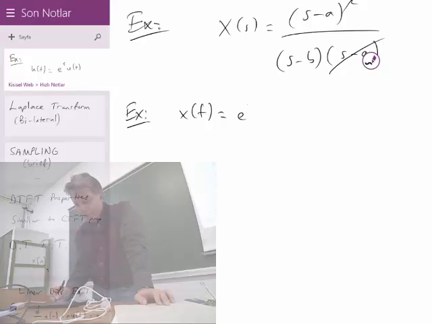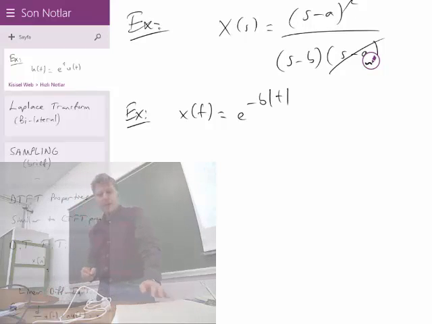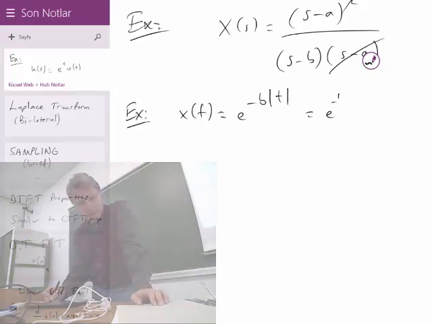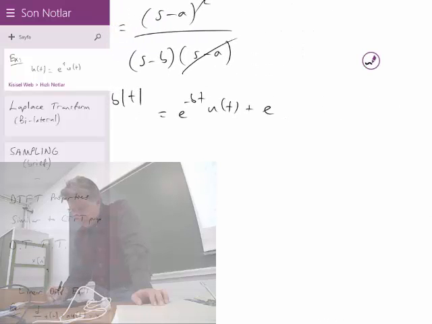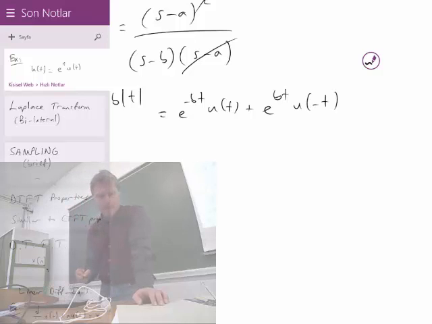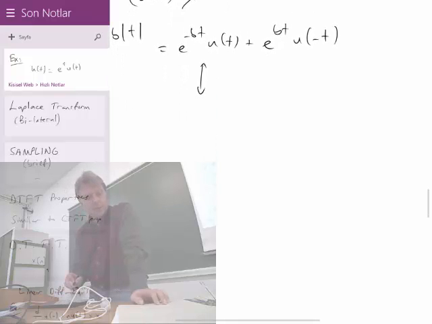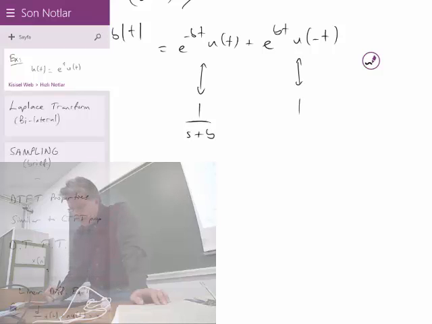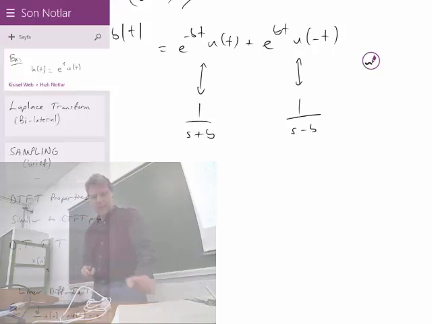x of t is equal to e to the minus b absolute value t. This is not having a u of t or anything. It is to the right and to the left. Or you can write it as e to the minus bt u of t plus e to the bt u of minus t. And the Laplace transforms now we can take a look. For the first one it is 1 over s plus b, and for this one it is 1 over s minus b. In fact, it's minus 1 over s minus b, but whatever, it's just the scale.